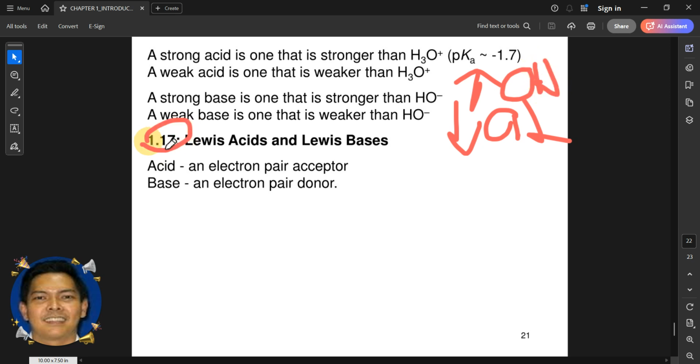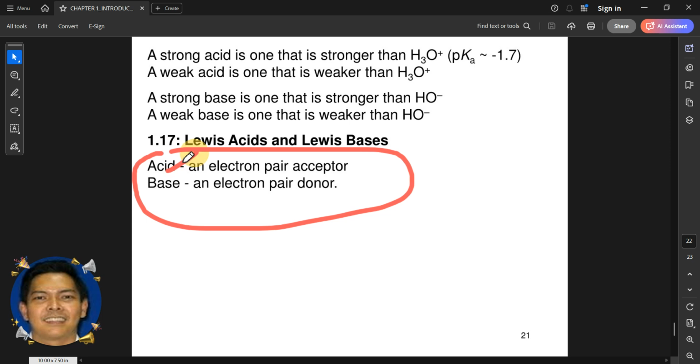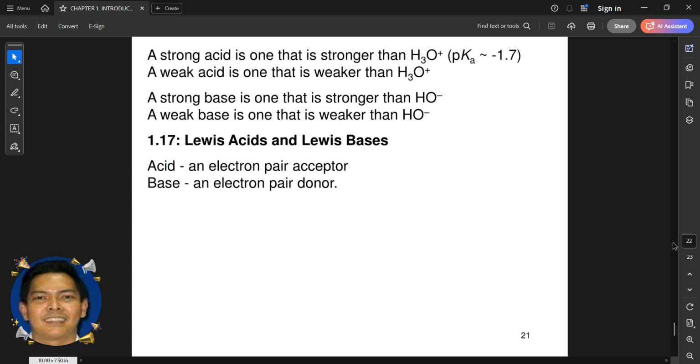Subtopic 1.7: Lewis acids and Lewis bases. Lewis stated that an acid is an electron pair acceptor, whereas a base is an electron pair donor. So this is how it characterizes whether the molecule is an acid or base, rather than based on proton transfer.